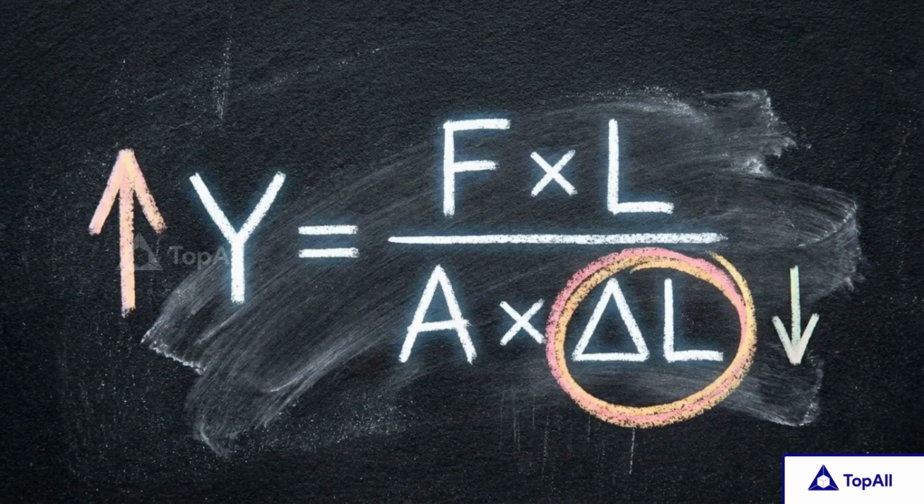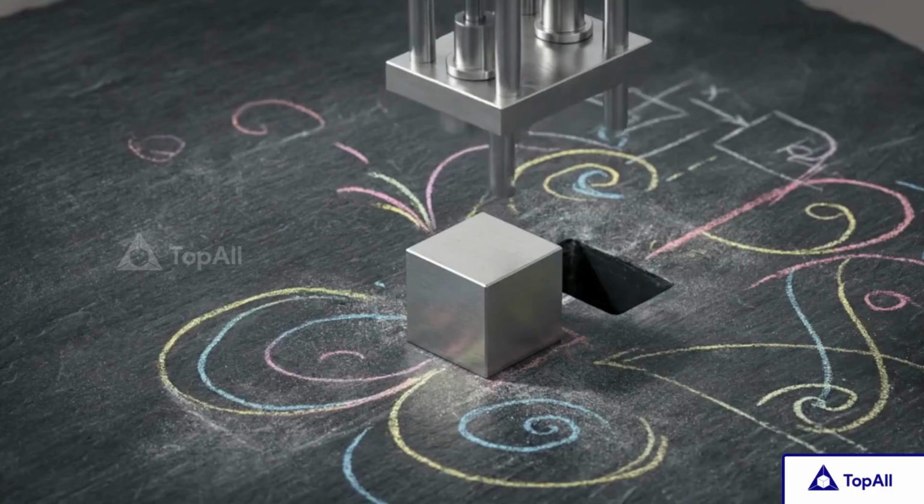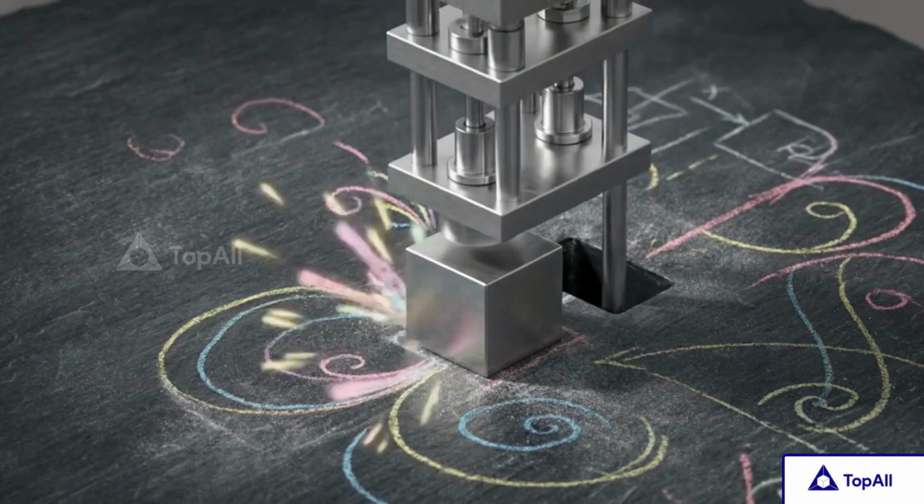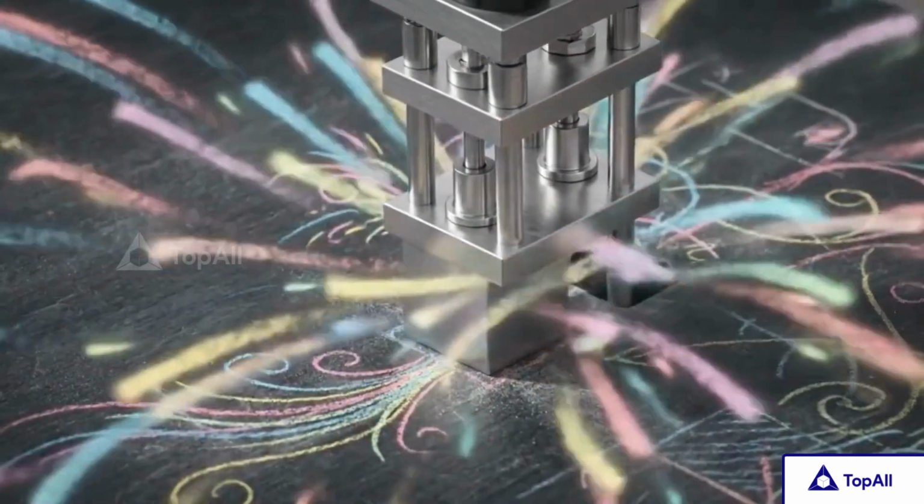Pay attention to the variables. Because the change in length is in the denominator, a tiny physical stretch results in a very high Y value. A high Young's modulus means you need an enormous amount of force to produce even a microscopic change in shape.